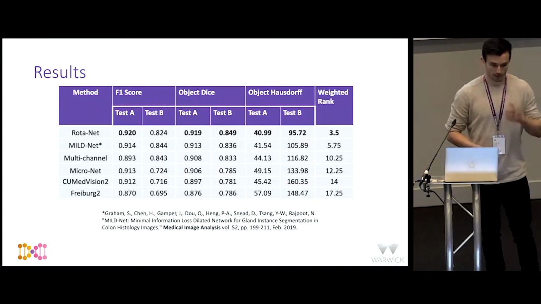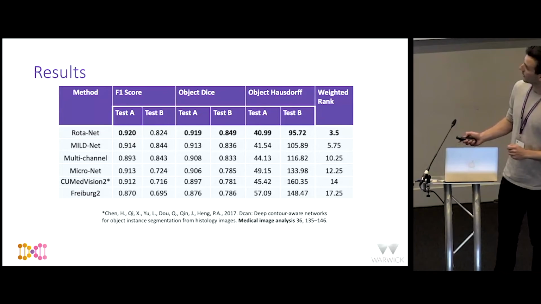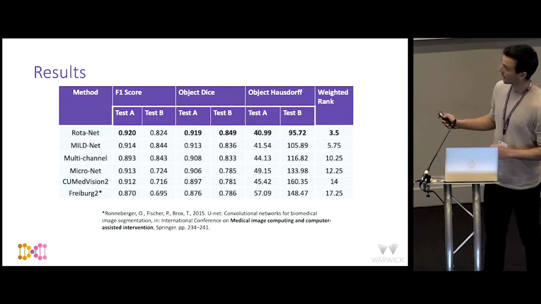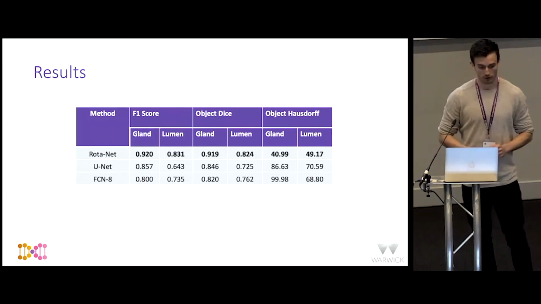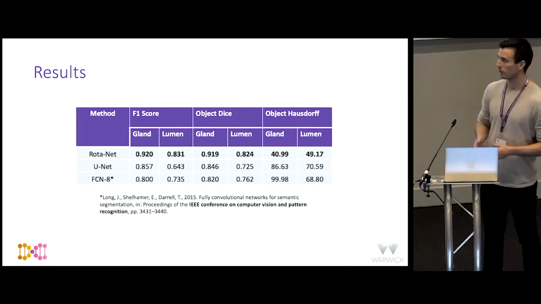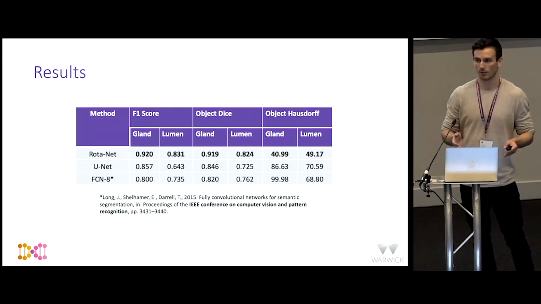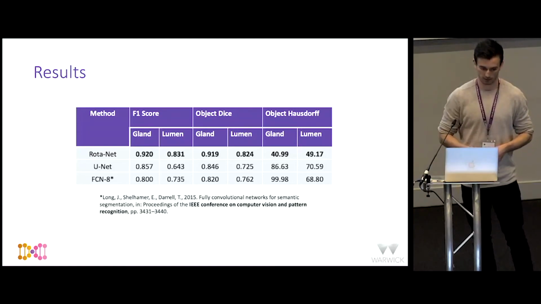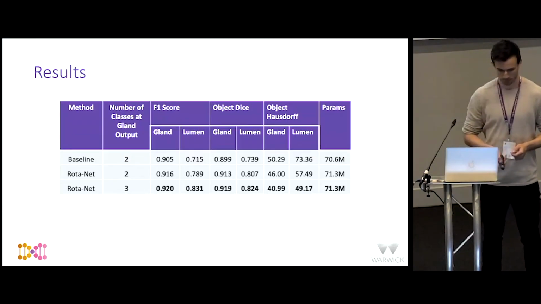To show the results, we compare our method with MildNet and also some other existing methods, and we achieve state-of-the-art performance. This just shows here at the moment the gland segmentation performance. And then on the next slide, we compare Rota-Net to a U-Net and FCN8, where we convert these approaches to do the same sort of thing. And by that I mean that we have a multi-branch strategy where we have one branch achieving lumen segmentation and one branch achieving gland segmentation. So here as well we achieve state-of-the-art performance compared to these methods.